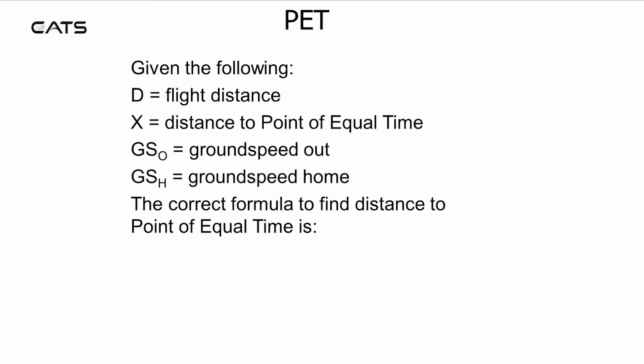PET stands for point of equal time. The formula is D times H over O plus H: distance multiplied by ground speed home, over ground speed out plus ground speed home.